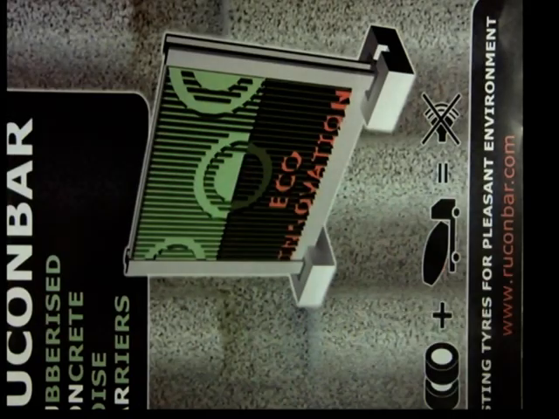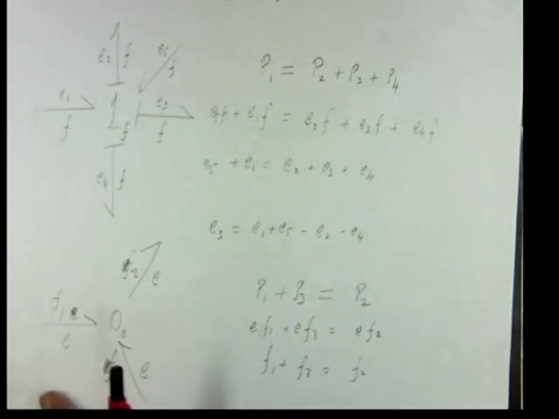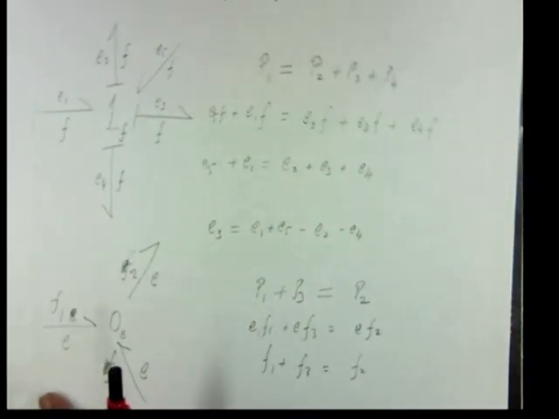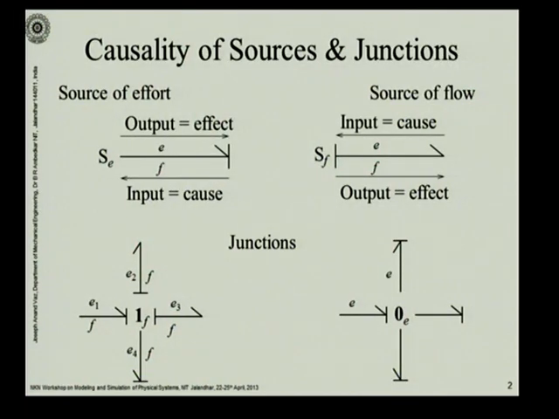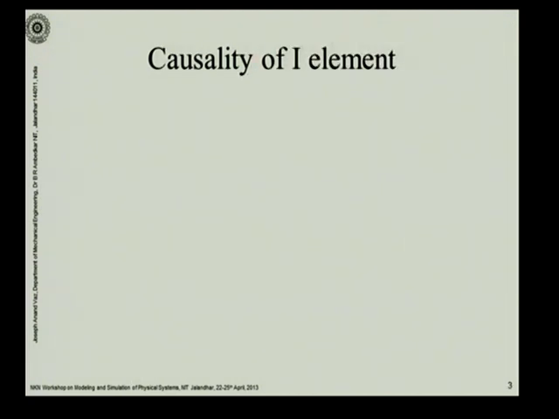So let's proceed with the next. So the rules are well laid down for the one junction and the zero junction.